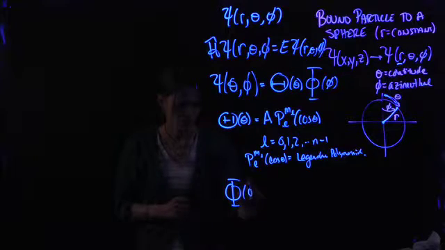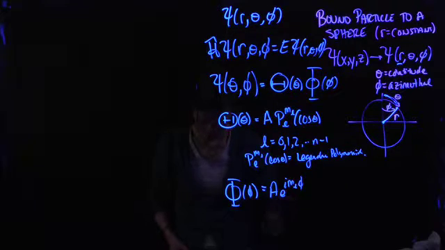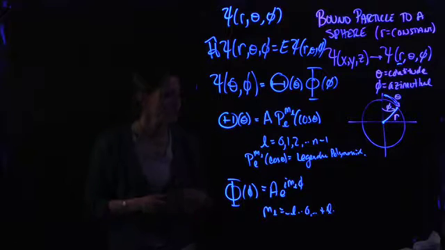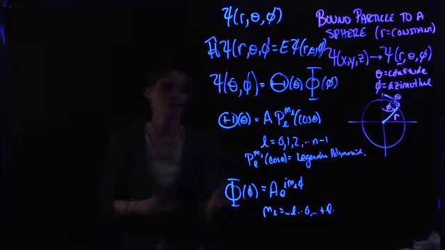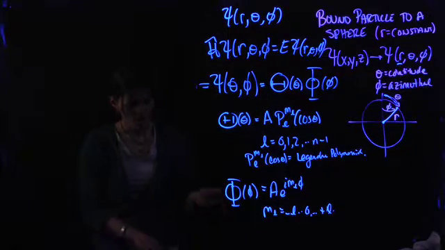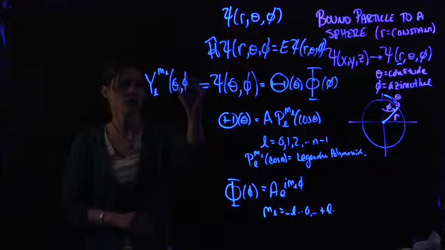Big Phi is equal to A e raised to the i m sub l phi, where m sub l is equal to minus l to 0, all the way to plus l. Okay, if you combine these two together, this is actually a very special term. It's called the spherical harmonic of theta and phi.